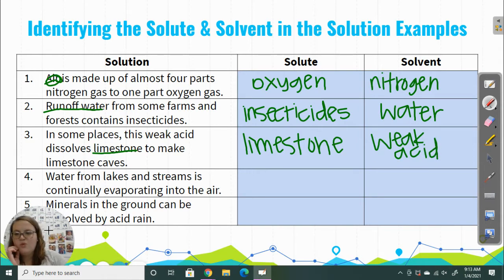All right, it says water from lakes and streams is continually evaporating into the air. So the water is kind of like disappearing into the air. So my solute would be the water because it's disappearing into this gas that is air. And we're looking at the state of matter here. So we have water and air.